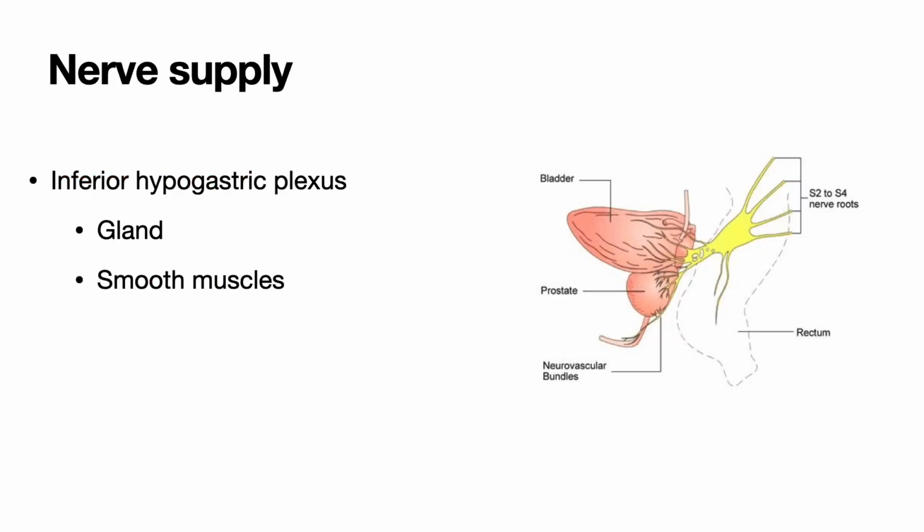Coming to the nerve supply of the prostate, both the gland and smooth muscles are supplied by the inferior hypogastric plexus. So that's all about a short description of the surgical anatomy of the prostate gland.